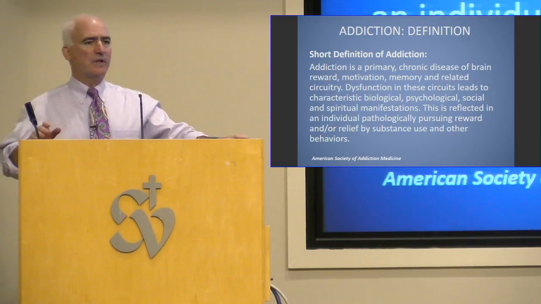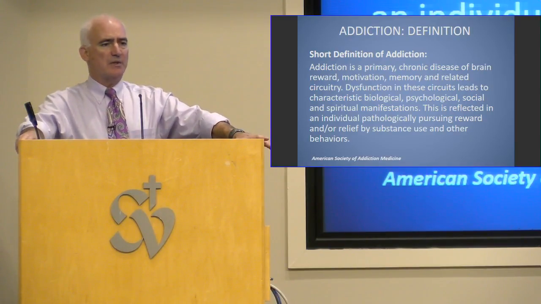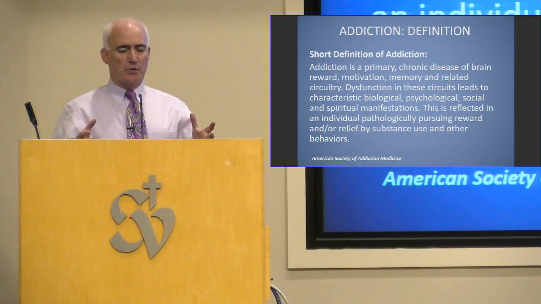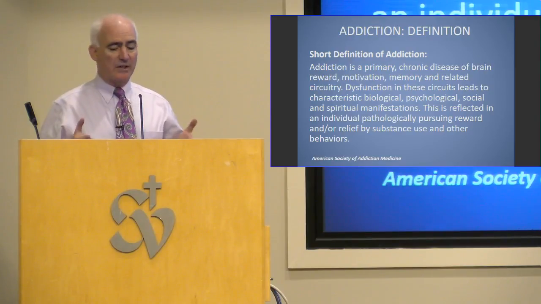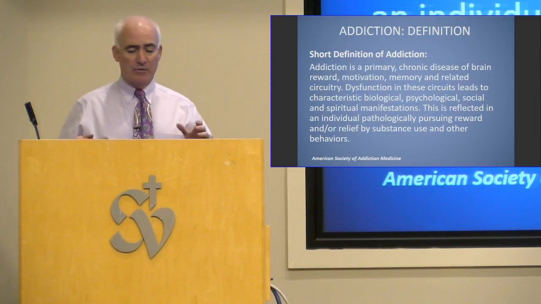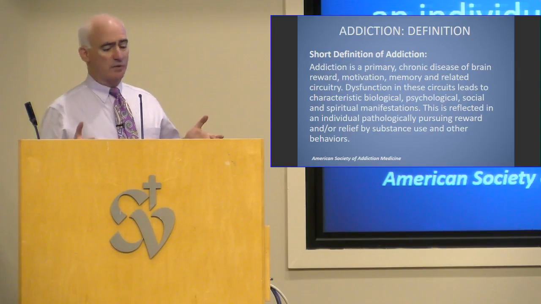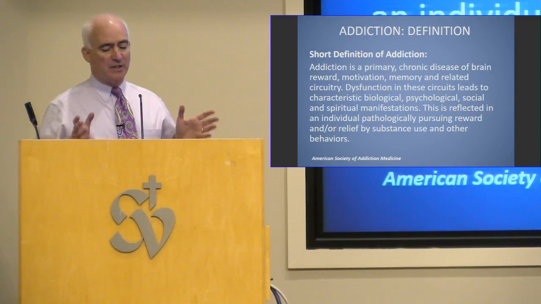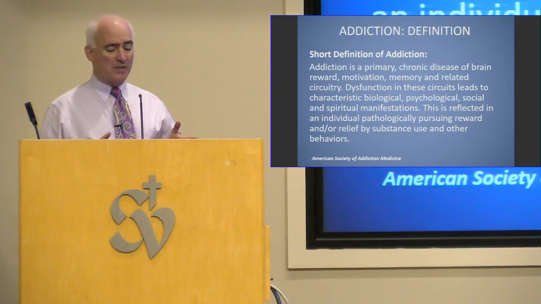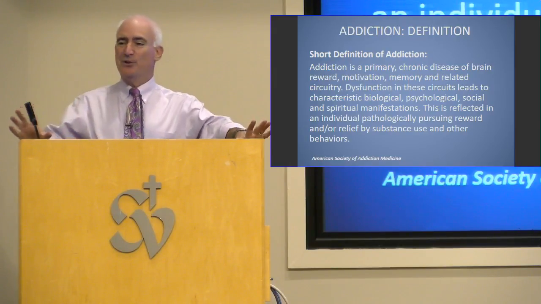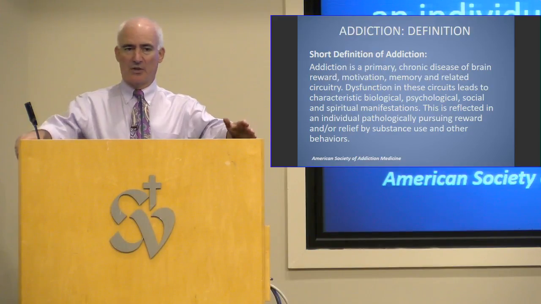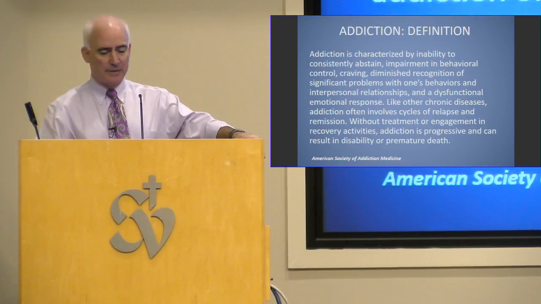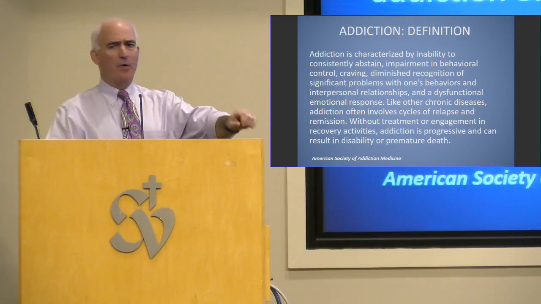All right, let's get into some short definitions. This is from the American Society of Addiction Medicine, and definitions of addiction have changed over my practice lifetime. They've kind of evolved, but this is the newest one. Addiction is a primary chronic disease of brain reward, motivation, memory, and related circuitry. Dysfunction in these circuits leads to characteristic biological, psychological, social, and even, as they put it, spiritual manifestations. It's reflected in an individual pathologically pursuing reward and/or relief by substance use or other behaviors. So a very different definition of addiction than when I was in medical school. This is taking in not just the hard science of it, but also the social aspects and even, as we said, the spiritual aspects. We can read this a little bit later. I believe all my slides are in your handouts.